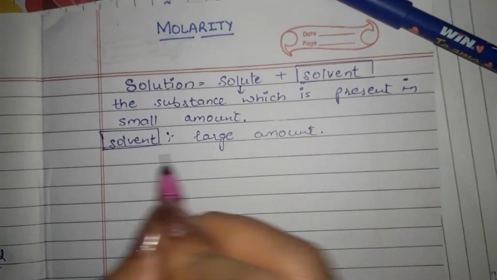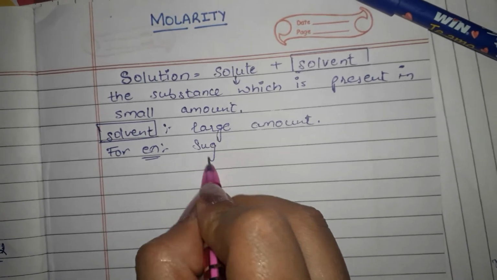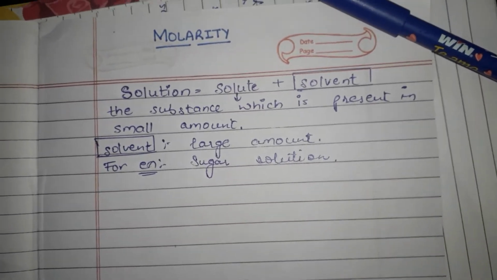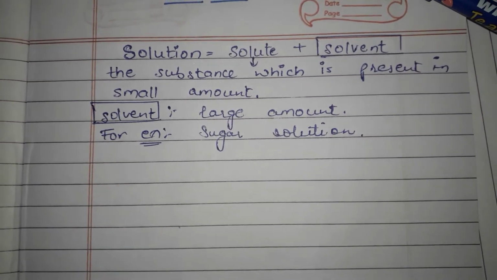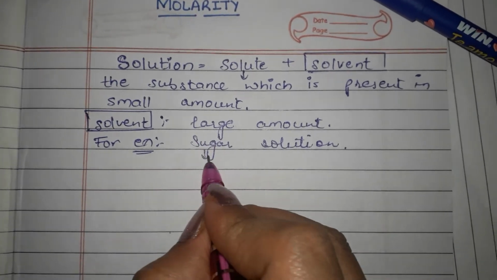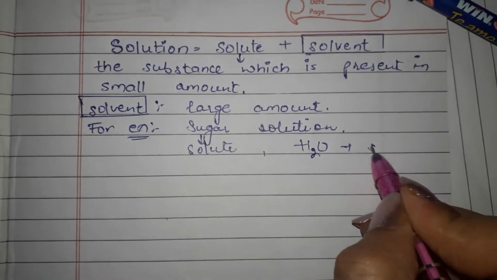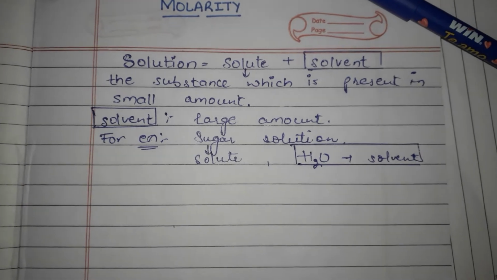For example, if we have a sugar solution, that means sugar crystals are dissolved in water. Here the amount of sugar will be less than water, right? So sugar will be the solute and water will be the solvent.